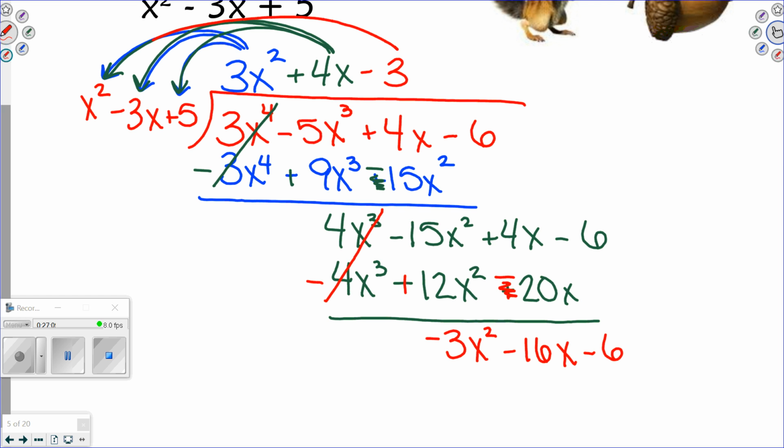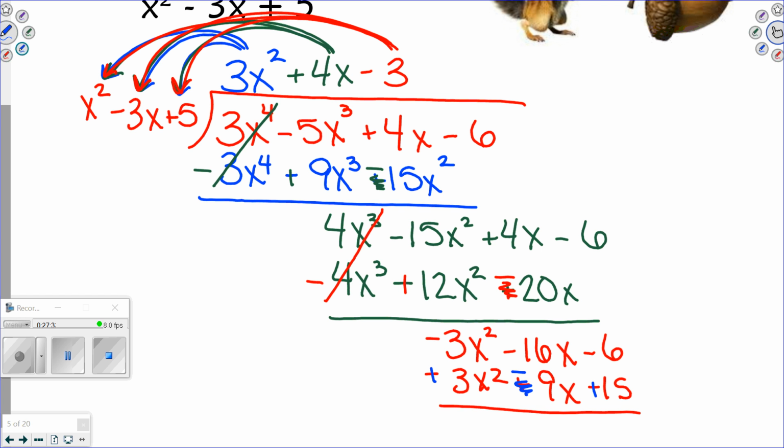All right. So the negative 3 times x squared. Negative 3x squared. Negative 3 times negative 3x. Positive 9x. And negative 3 times 5. Then what? Change my signs. Change, change, change. Whew. So my 3x squared's canceled though, right? Negative 16x minus 9x. Negative 25x. Negative 6 plus 15. It's a positive 9.